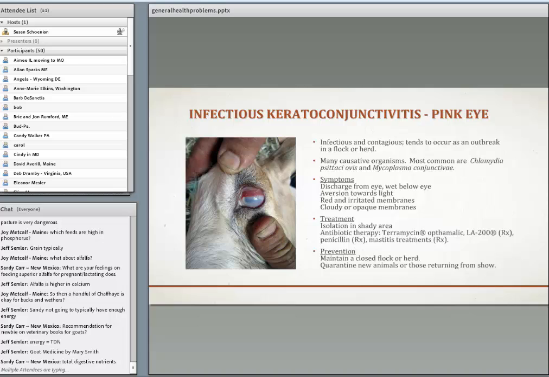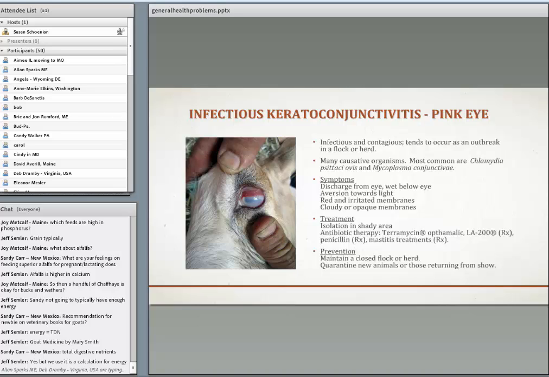What you should do with these animals obviously is isolate them, put them in a shed or an area where it's not sunny, and it's treated with antibiotics. It's bacterial. It's treated with antibiotics. Common treatment is terramycin ophthalmic ointment. Ointment comes in a little bit of tube. Pink eye is also treated with LA200, penicillin. Even those tubes that are used for mastitis are common to treat. All of that would be prescription only.